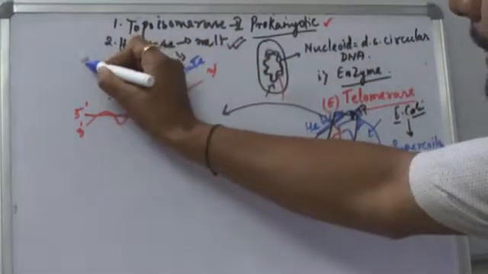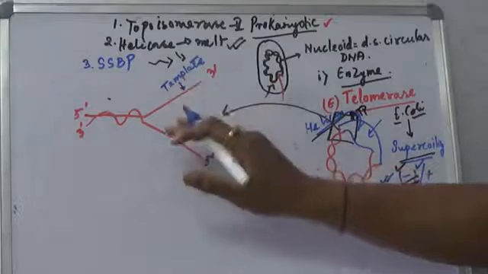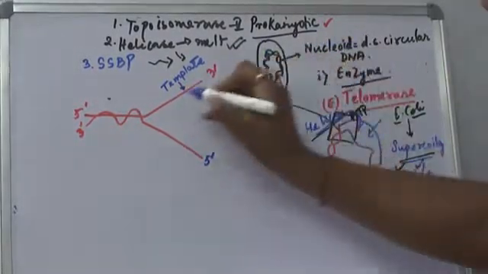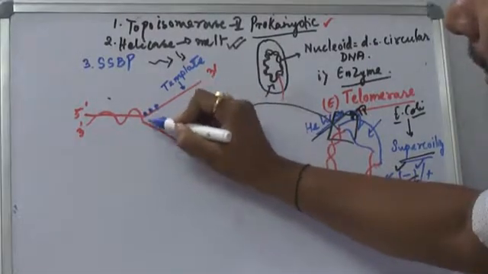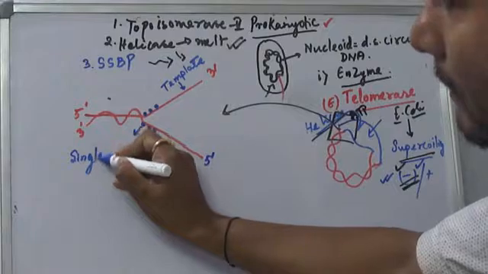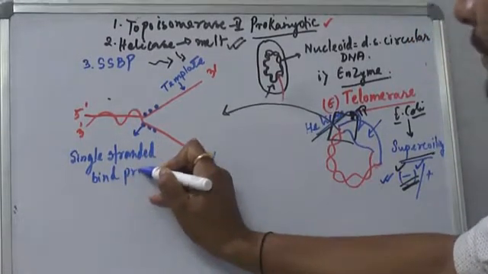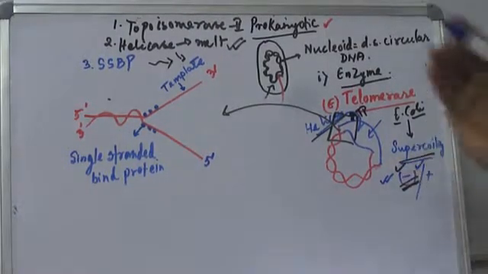So in such case, the third player is SSBP, that is single stranded binding protein. So single stranded binding protein gives the unwound DNA strand in an extended form, that is, it maintains the single stranded form for replication. So it is very much essential to prevent the formation of the bonds. This is done by a special protein, we call it single stranded binding protein. So it will prevent reannealing.